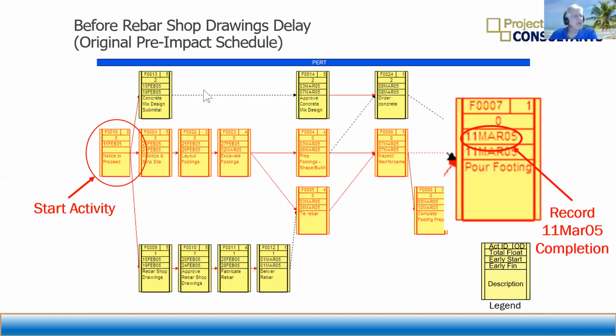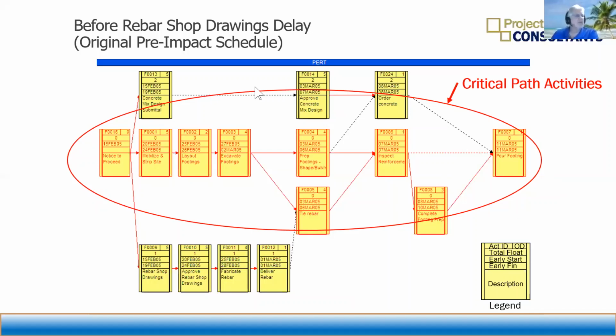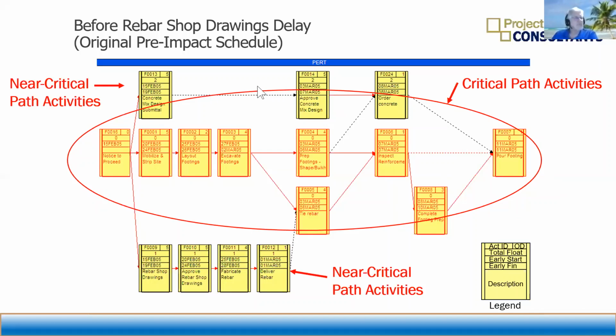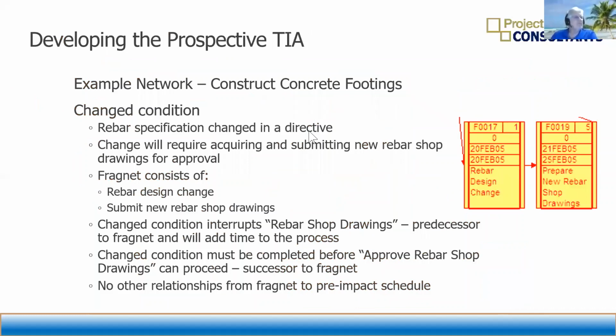And so then we're kind of ready. We know what the critical paths are. We know that they're near critical. The model that we do is there's a rebar design change. That's going to require us to prepare new rebar shop drawings. We already have an activity in the schedule for reviewing and approving those shop drawings, so we don't need to add that. And this is still off in the future, so there's no start to any of these.